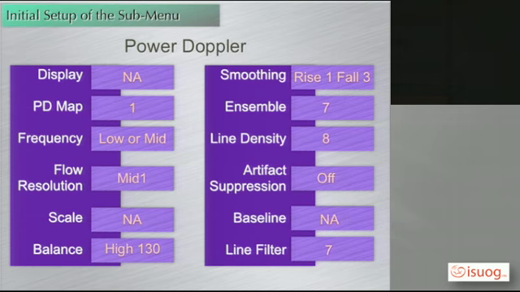This table lists the preferred settings for power Doppler ultrasound. Let's review these settings. Display, not applicable. PD map 1. Frequency, lower mid. Flow resolution, mid 1. Scale, not applicable. Balance, high 130. Smoothing, rise 1, fall 3. Ensemble, 7. Line density, 8. Artifact suppression, off. Baseline, not applicable. Line filter, 7.